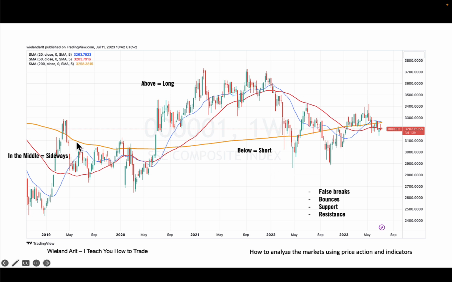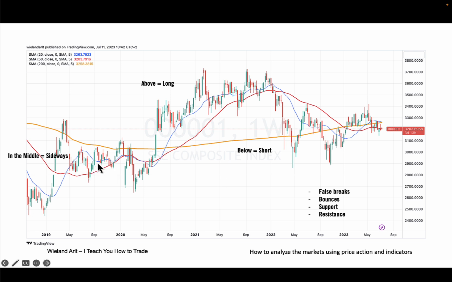And the 200 is the most watched in the world. Every institutional investor is looking at the 200 daily moving average, but also at the weekly moving average, for a reason. Because if prices are above the averages, it's always good for, let's say, we are buyers, we're going long. If prices are below, it's more about going short, sell. And if everything is in the middle, it's just a sideways market, like you see right here in this area.